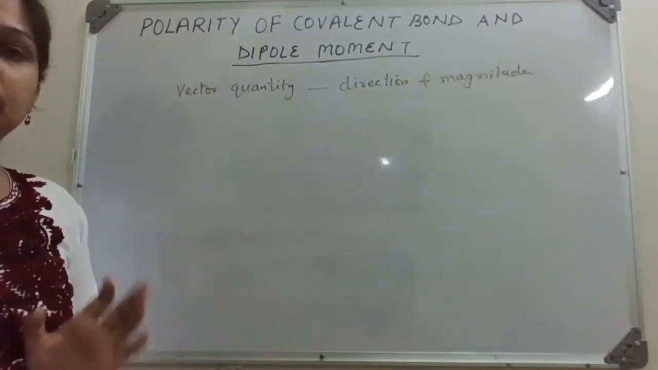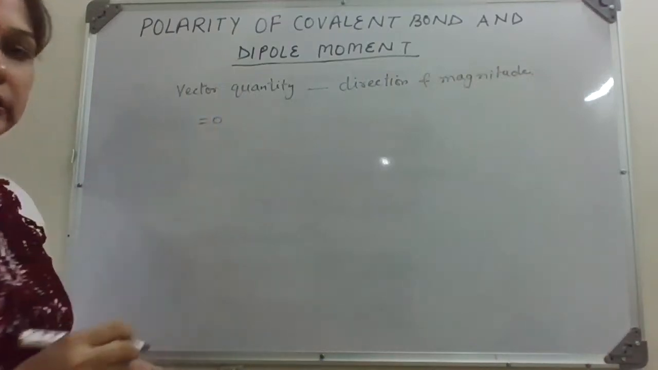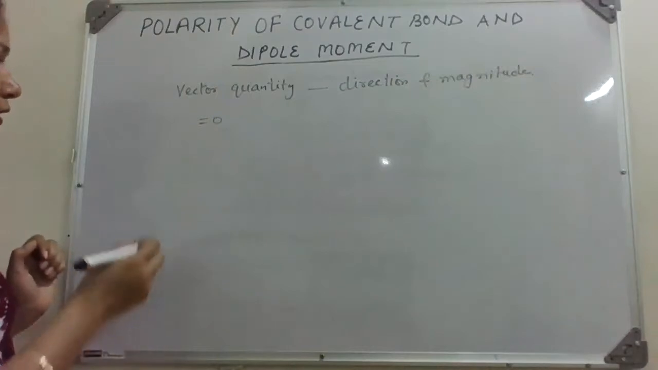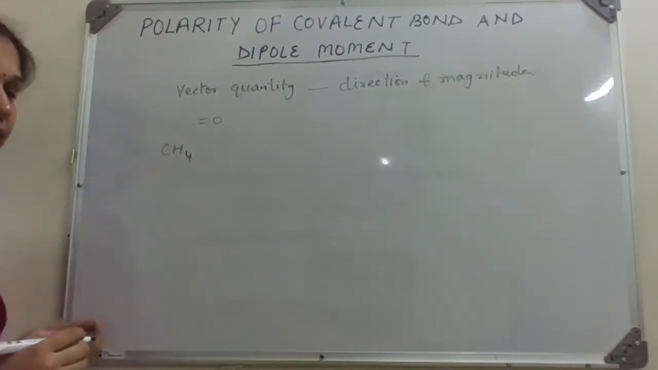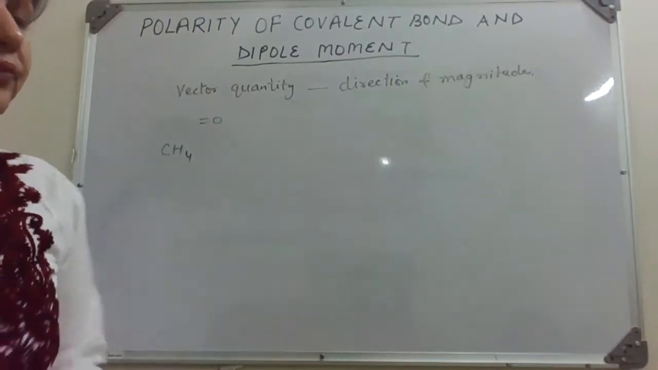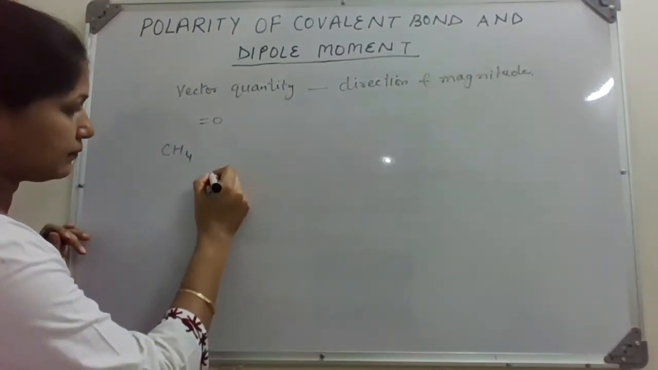Dipole moment of a symmetrical molecule is equal to 0. That means symmetrical molecules are all non-polar. For example, if we consider the methane molecule, we know methane is a symmetrical molecule. Its shape is tetrahedral. If we draw its shape, it is like this.